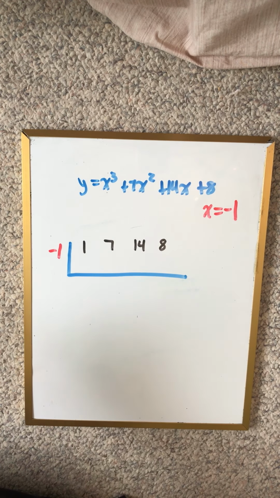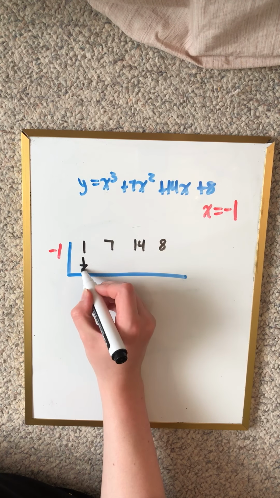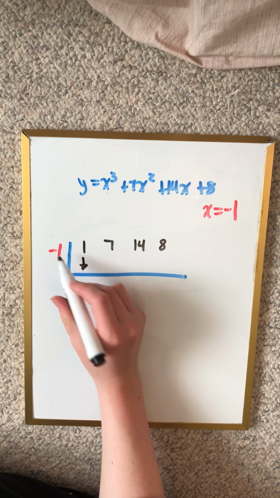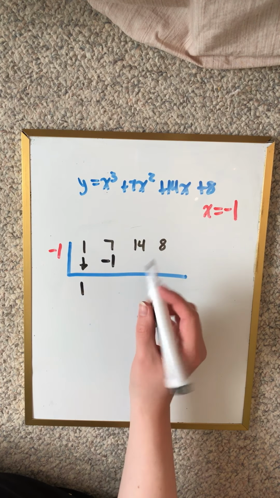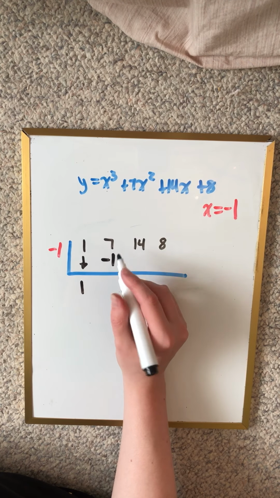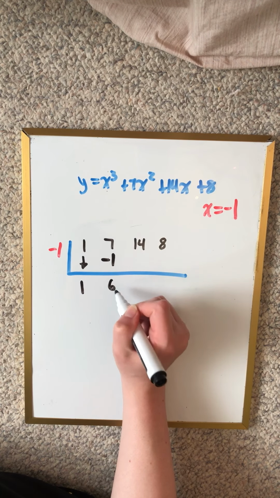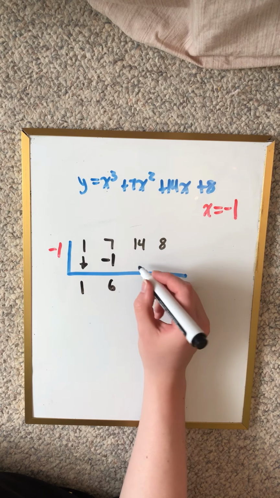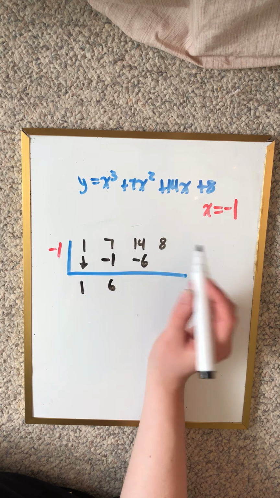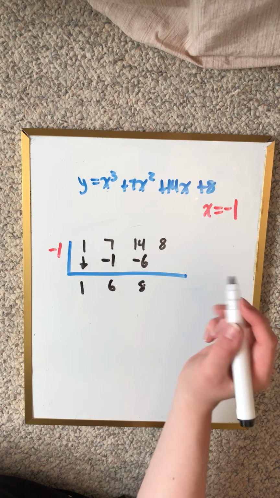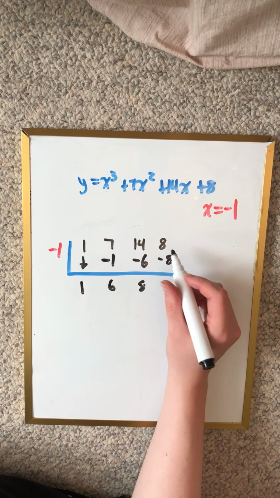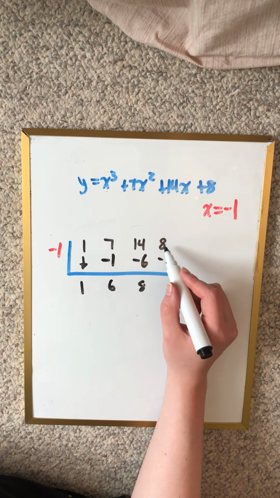You pretty much just multiply and add, multiply and add. So the first term you just bring down here. -1 times 1 is -1, and then you're going to add these two together. So it's going to be 6. 6 times -1 is going to be -6. Negative 6 plus 14 is 8. 8 times negative 1 is negative 8. 8 plus negative 8 is going to give us 0.